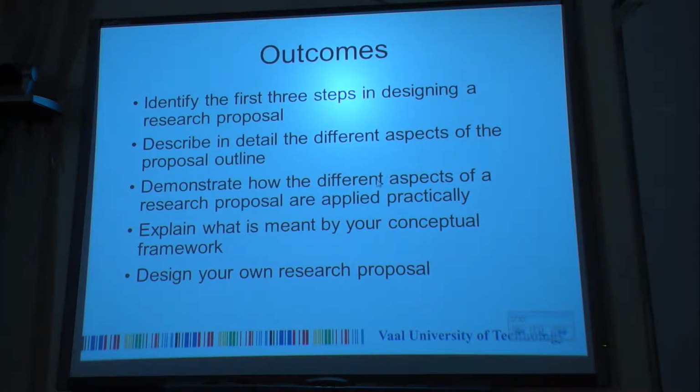Let's look at the outcomes. You need to be able to identify the steps in designing a research proposal. In other words, how am I going to go about in writing the proposal? You need to be able to describe the outline. There is a certain format that we prescribed for the proposal. We call that the outline. And you need to be able to fill your research project's detail into that outline. You need to be able to demonstrate the different aspects of a research proposal and apply that practically to your own title and topic that you've chosen or that was assigned to you.